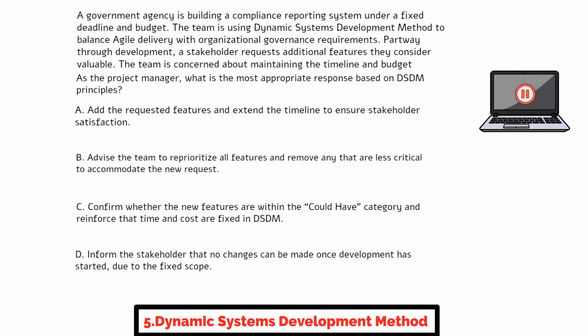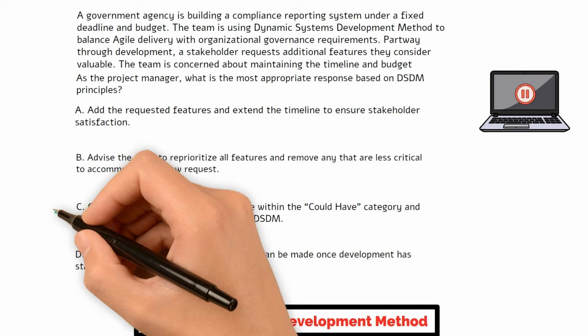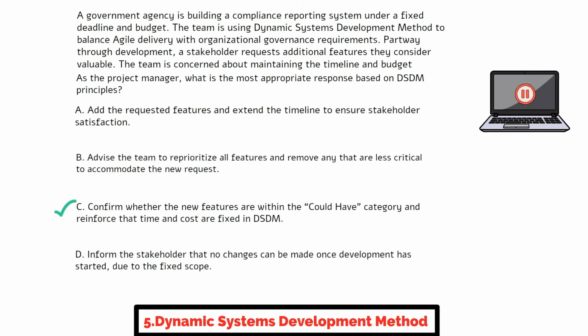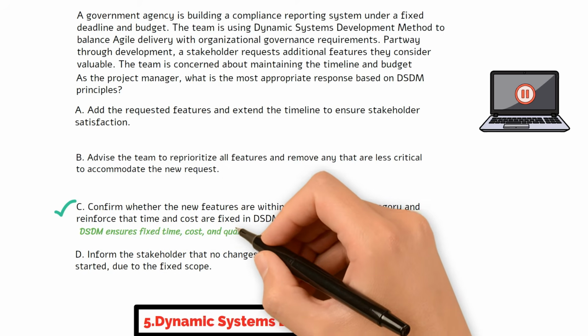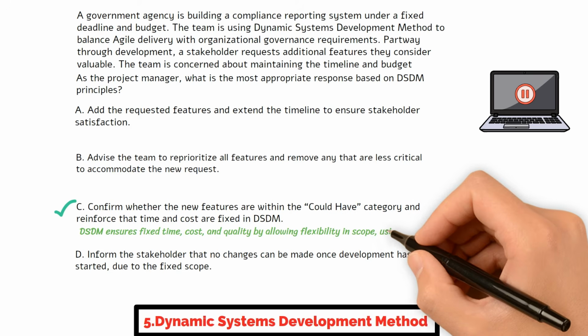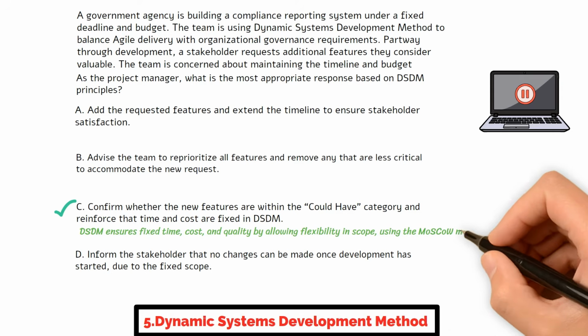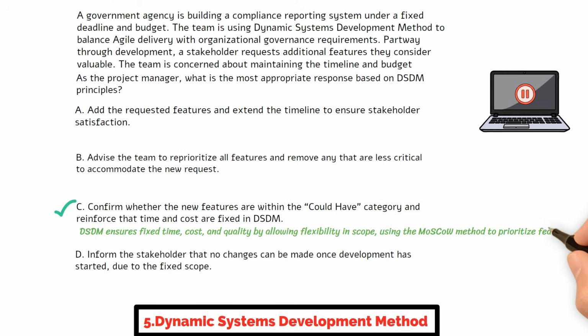All right, let's walk through this together. The correct choice is C. DSDM operates under the principle of fixed time, cost, and quality, while flexibility comes from adjusting the scope. Features are prioritized using the MoSCoW method: must have, should have, could have, won't have.